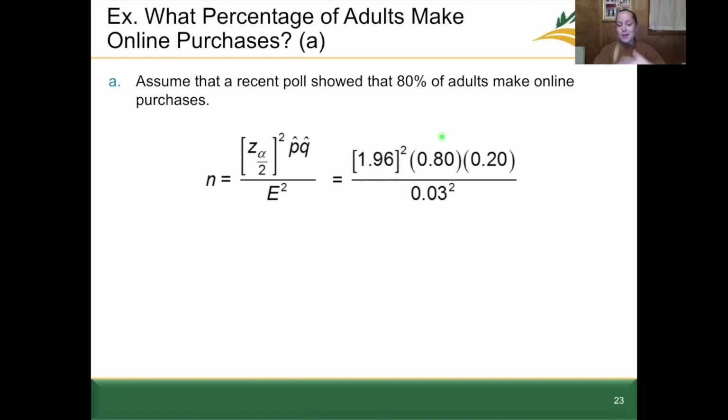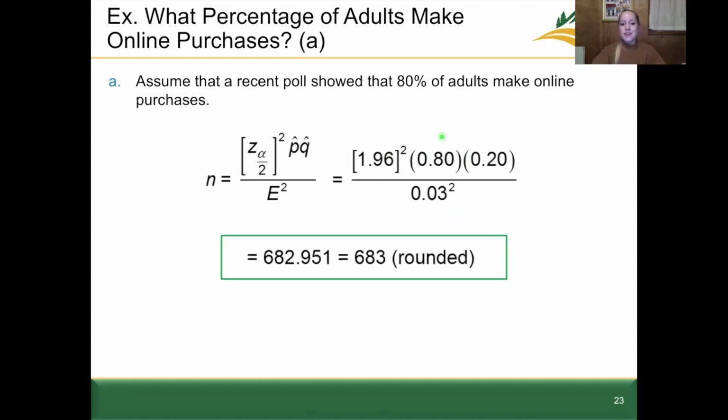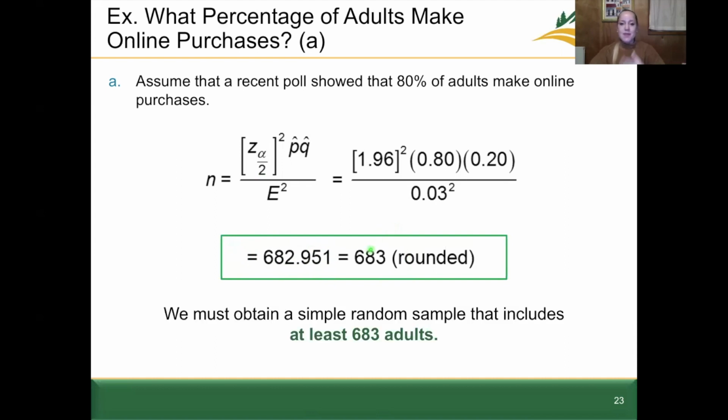You can use Excel or use your calculator. We can solve for this. We get a larger number here. That value is 682.951. That is not a whole number, so we need to round that up. It doesn't matter what comes after this. If it's not a whole number, we always round up. So our final answer here is 683. Another way to say this is that we must obtain a simple random sample that includes at least 683 adults to then satisfy the requirements of this question.